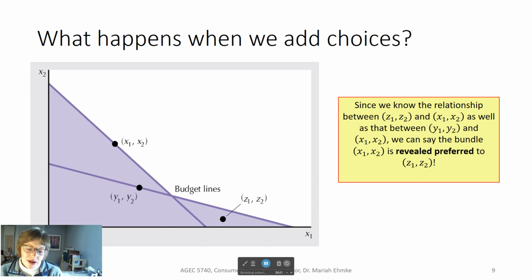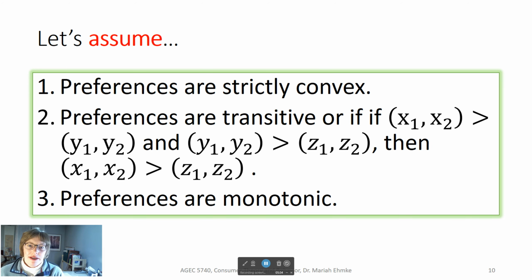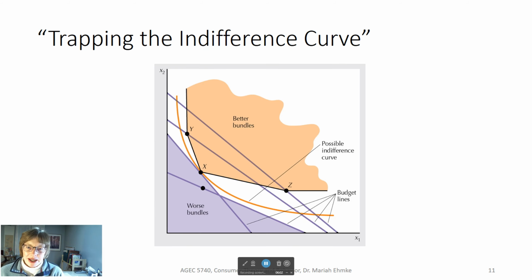We may now add to our list of assumptions that goods are monotonic. Monotonicity implies we will prefer bundles with more of both goods in them. Now our list of assumptions looks like this. We have that preferences are strictly convex, preferences are transitive, and preferences are monotonic. This allows us to postulate the types of goods the consumer will prefer based on just a few choices. As Varian refers to it, we are trapping the indifference curve, as you can see in diagram 7.3.